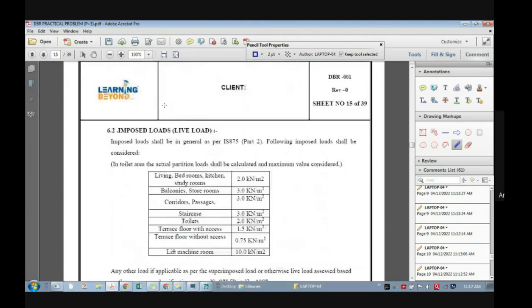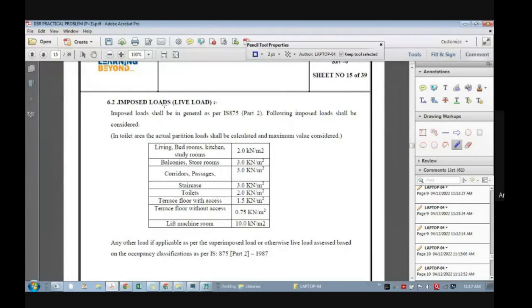Now the second part is the live load. In any structure, we also have live loads. If it is a residential building, there are living rooms, bedrooms, passages, toilets, and so on, terraces. So what kind of code do we use? We use IS 875 part 2. So mention which code you are using for live load.